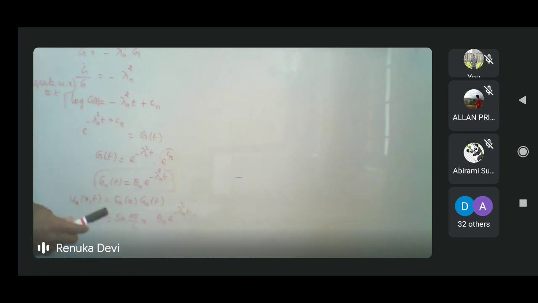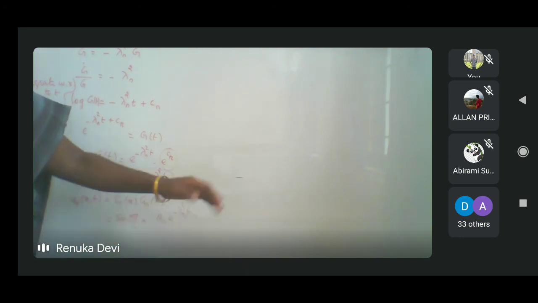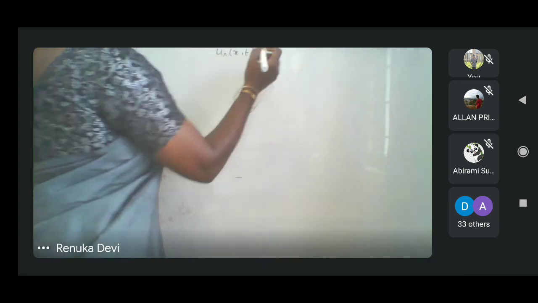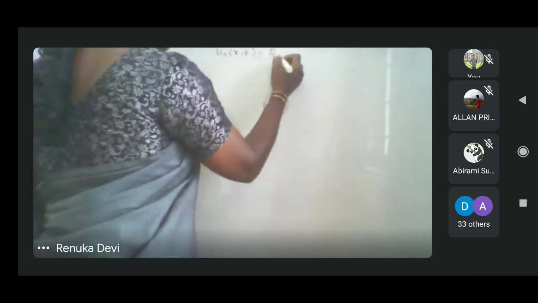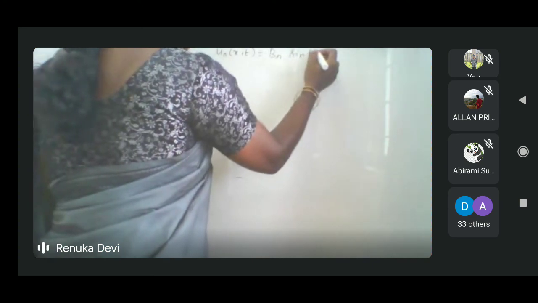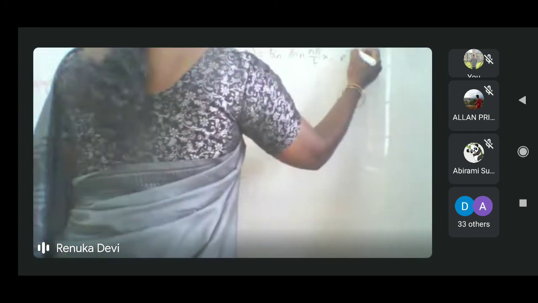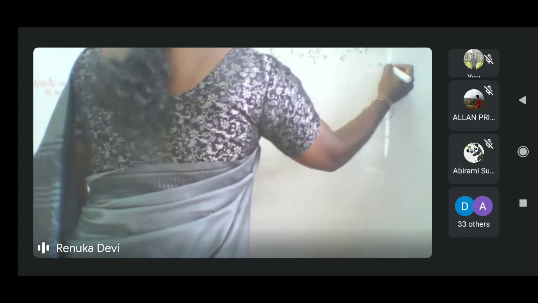I just wrote only 2 steps, but the problem is not over. I will continue in the next class. You just take it up to this. That is, un of x comma t is bn sine n pi by l x into e raised to minus lambda n square t, where n equal to 1, 2, 3, etc.